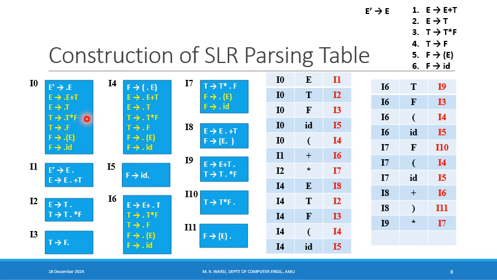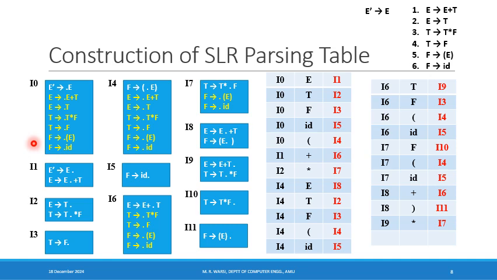Now in this LR0 item, after the dot I have capital T, which I have already considered, and in this LR0 item, after the dot I have the variable capital F. So I will add LR0 items corresponding to the productions of the variable capital F. From the variable capital F, I have these two productions. So I will add the LR0 items to state number 0: capital F derives dot within brackets capital E, and capital F derives dot identifier. Now we can see that no more LR0 items will be added to state number 0, and my state number 0 is complete.